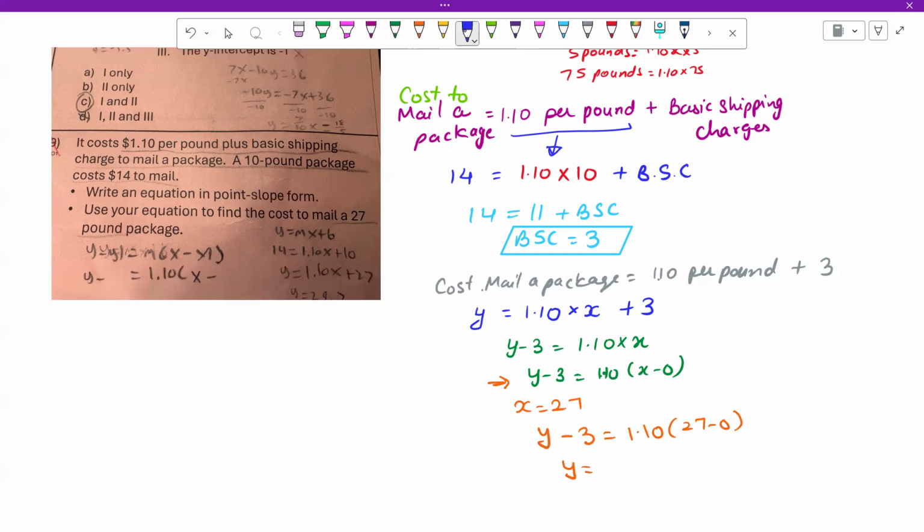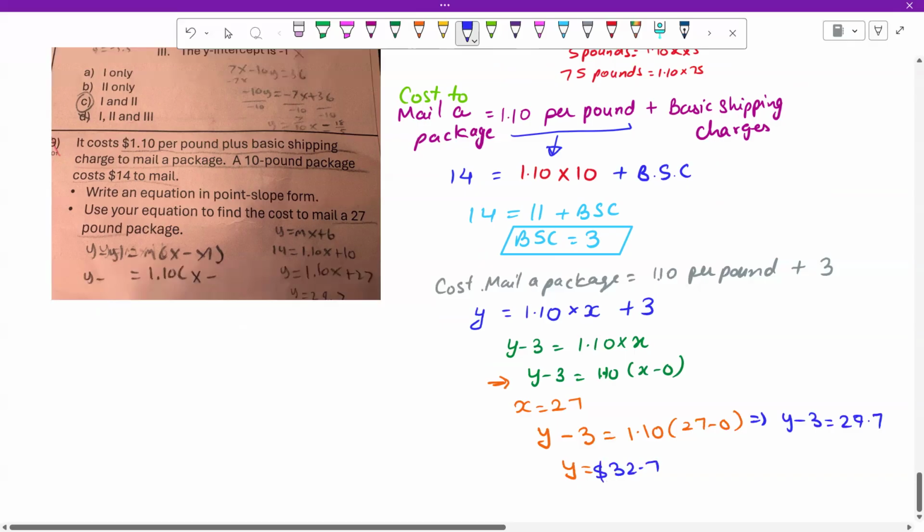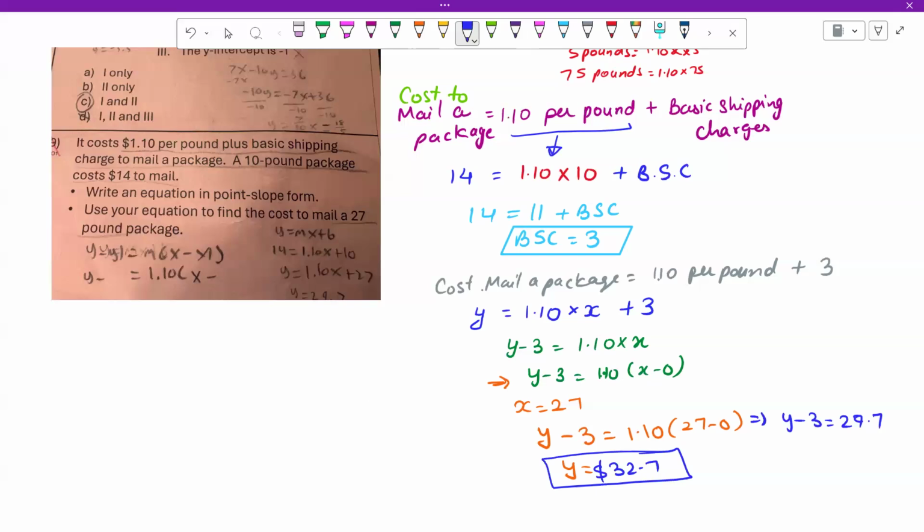What is the answer coming? I got 29.7. Yes. Then what is y? So 32.7. $32.70. That's right. Correct. This is what we wanted to find out.